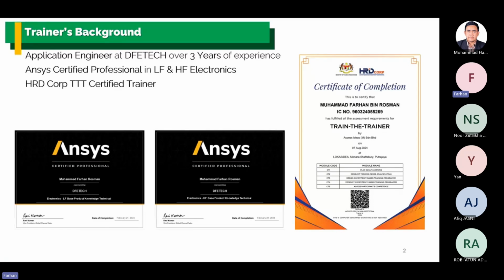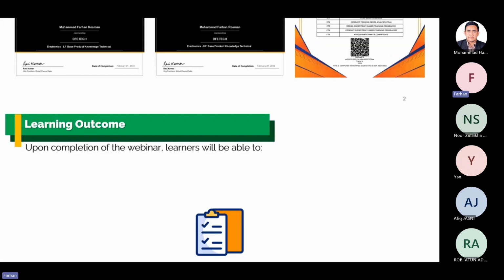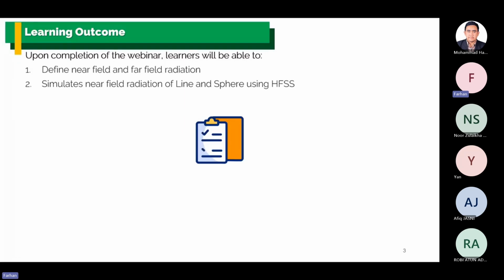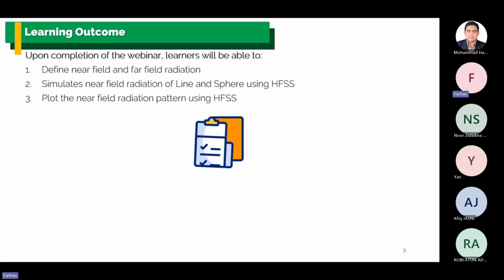So this is the certificate. And for today, upon completion of this webinar, we will be able to learn how to define what is near field and far field radiation, how to simulate near field radiation of line and sphere using Ansys HFSS, and finally we'll be plotting the result, the near field radiation pattern using Ansys HFSS.